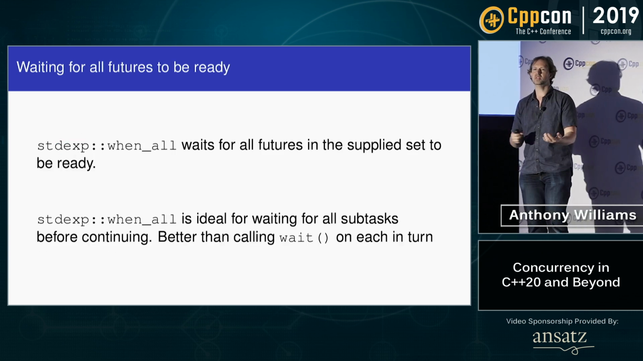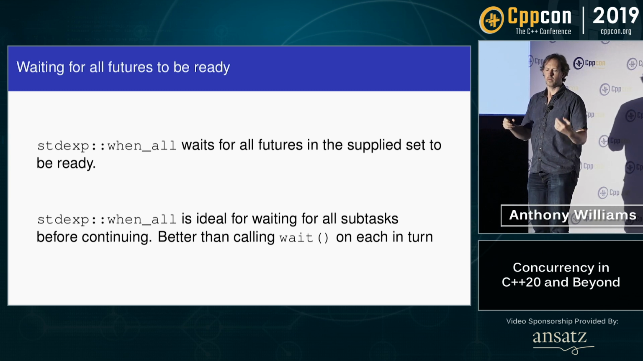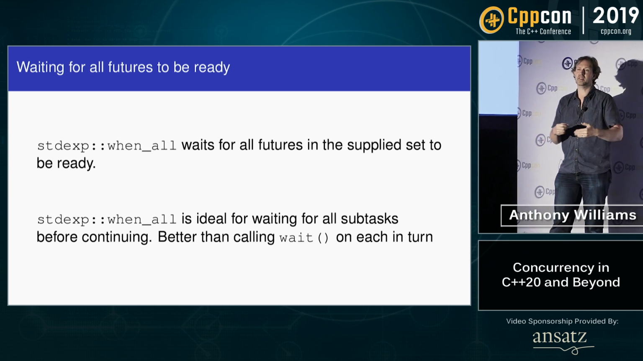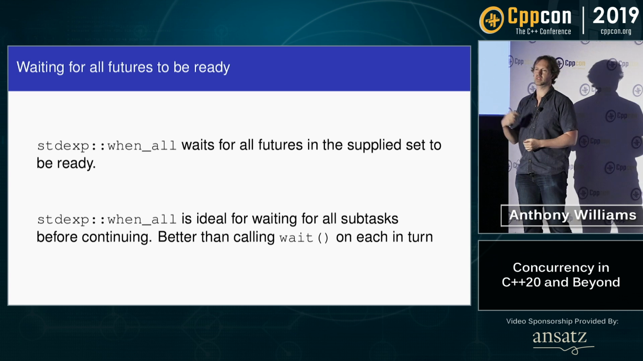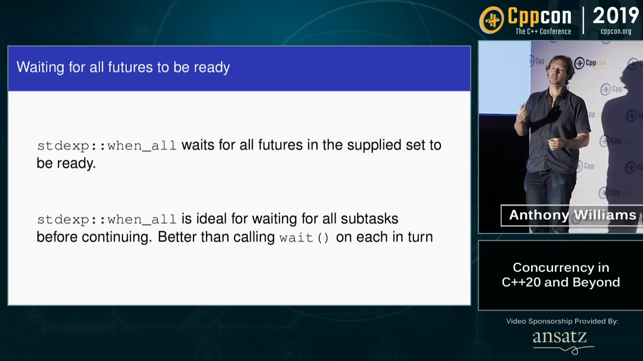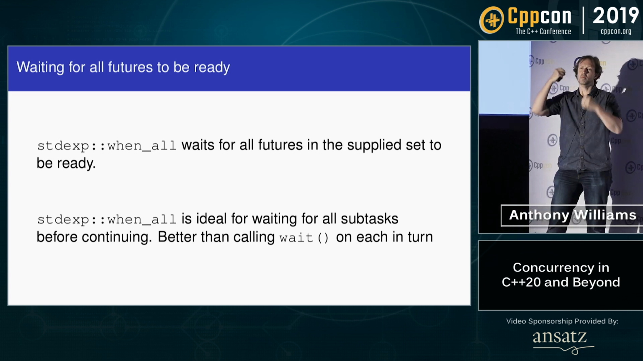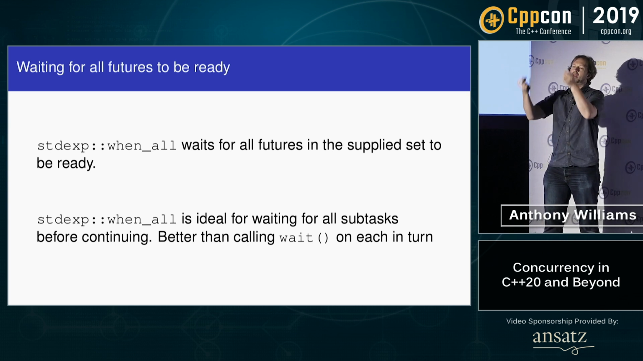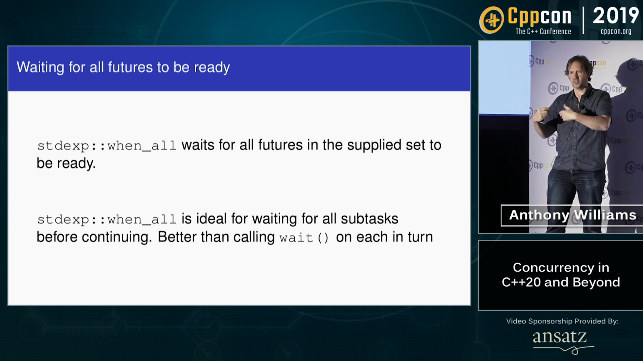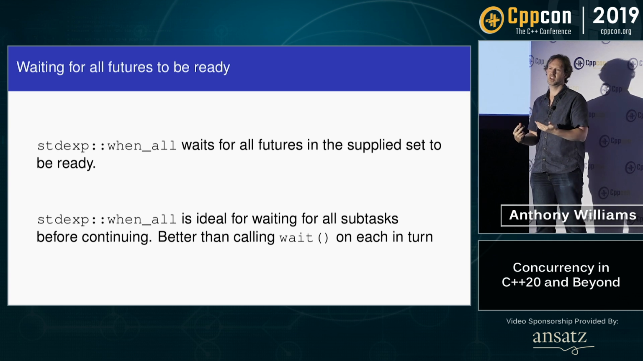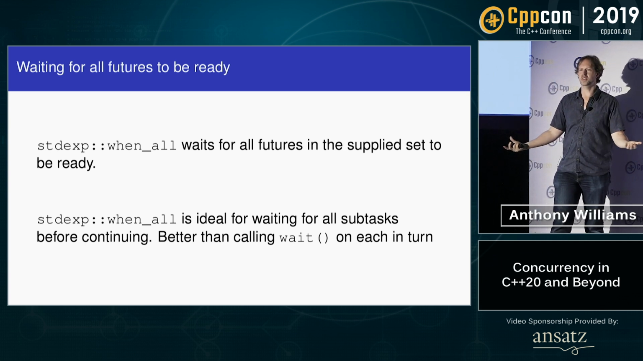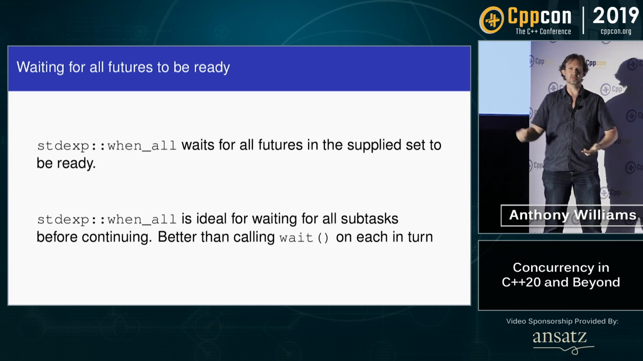When all is a bit similar, except it waits for everything. And it is better than waiting for each future in turn. Because if you wait for each future in turn, then your thread blocks on the first future, then wakes up, then blocks on the second future, then wakes up, then blocks on the third, and you've wasted a load of time slices. Whereas if you wait for everything before you're notified, then it's a minor optimization.